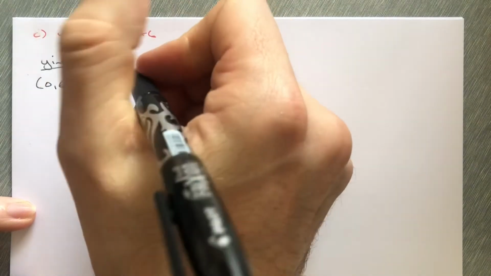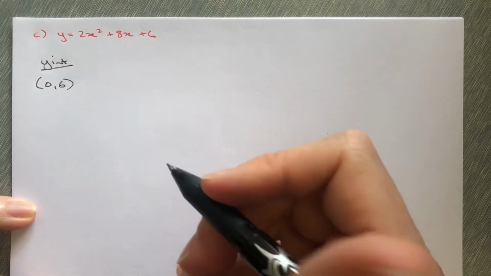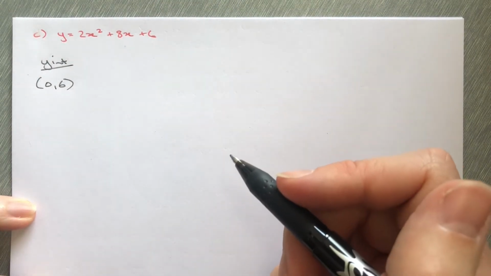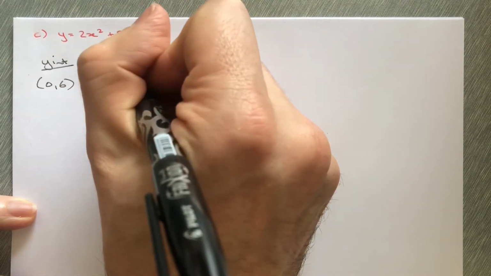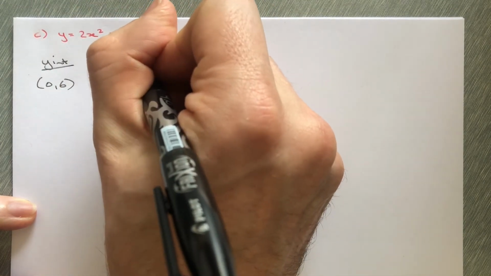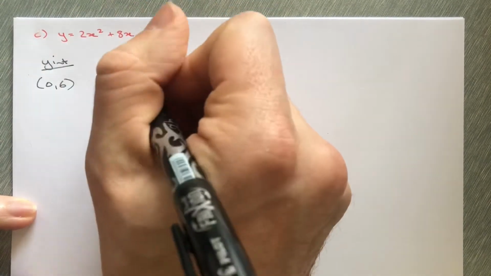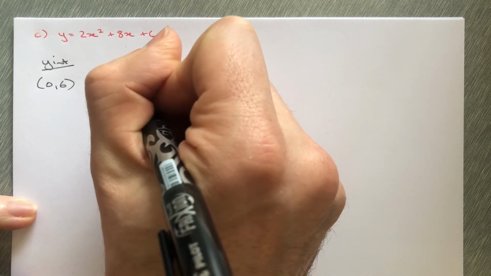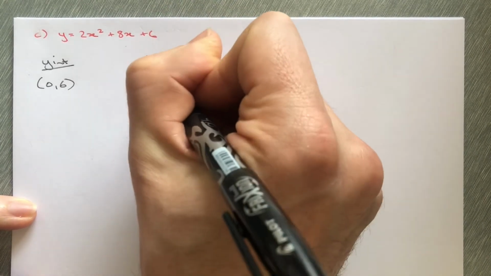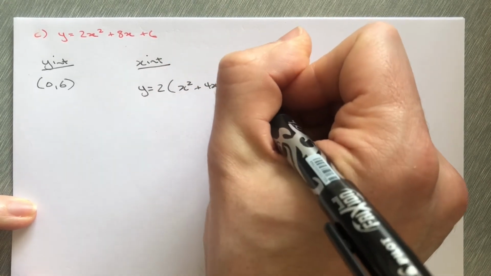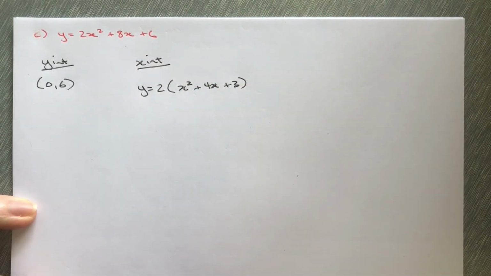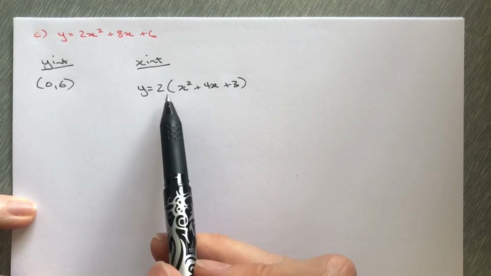Let's look for our x-intercepts now. So to find the x-intercept, we factorize and then make y equals 0. So if we take that 2 out as a factor, that's going to give us 2. We take it out, x squared plus 4x plus 3. There we go. Alright, now we've taken that as a factor.